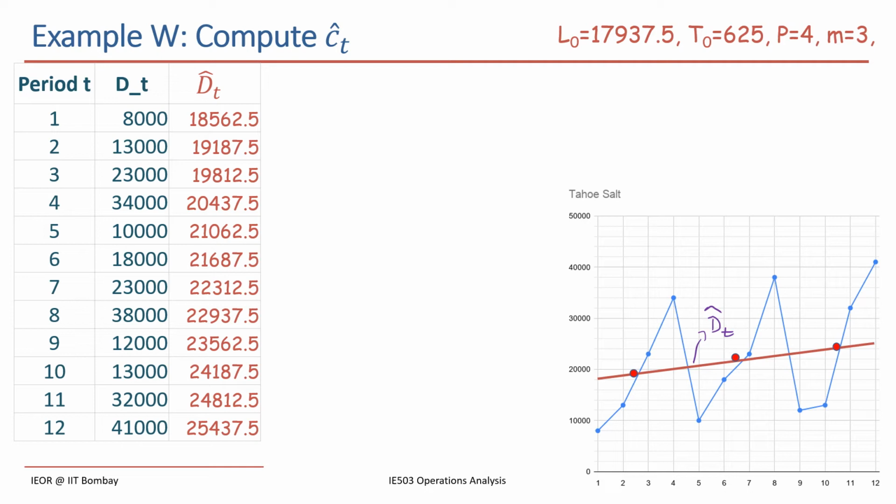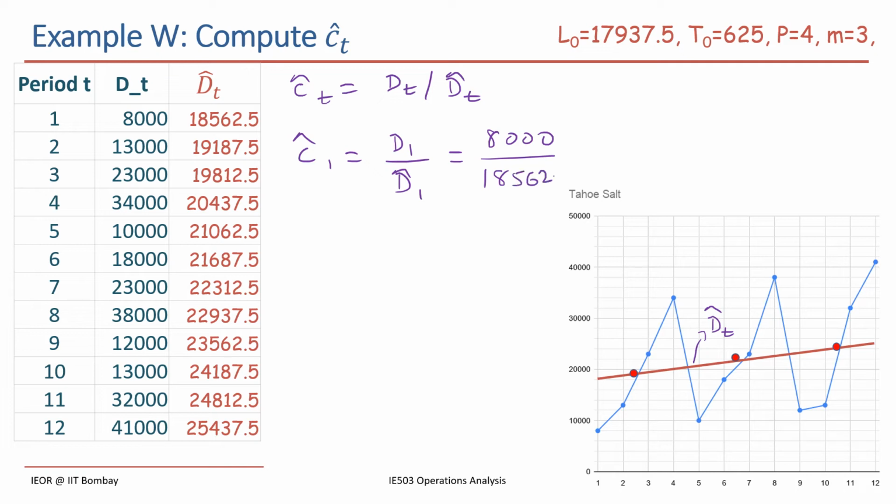C hat of t is nothing but D_t divided by D hat of t. I know the D values, I know the D hat values, so I can simply compute my C hat of t. For example, in this case, C hat of 1 is nothing but D1 divided by D hat of 1, which is 8,000 divided by 18,562.5, which comes out to be 0.43098.